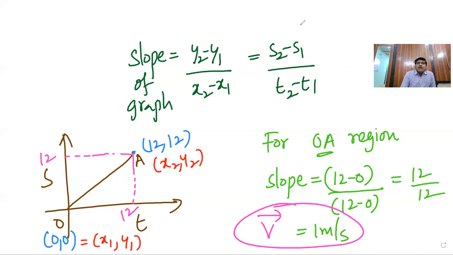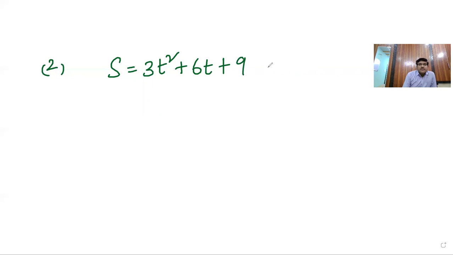Okay, let us take up the second problem. This is the second problem. S is equal to 3t square plus 6t plus 9 is given. Find velocity.